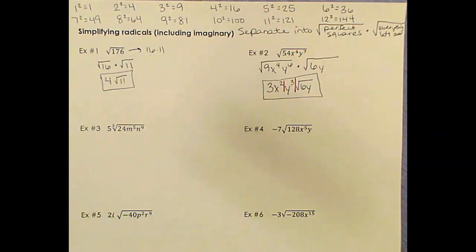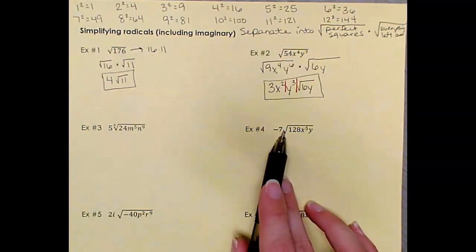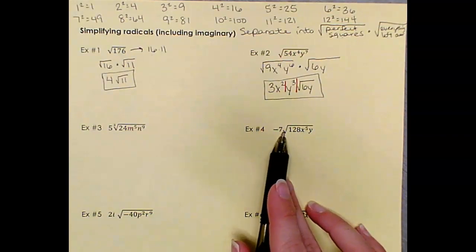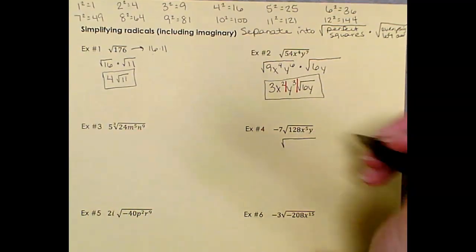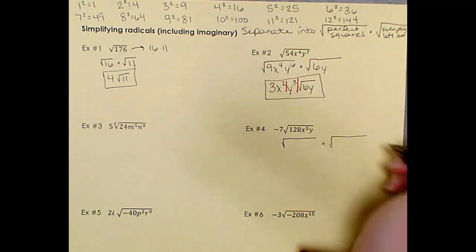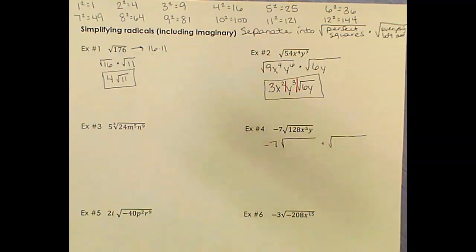Okay, so instead of example 3, let's look at example 4. Because example 3 has a cube root, and so I want to do at least one more square root problem before we do a cube root problem. So I'm going to split this up into a radical with my perfect squares and a radical with everything left over, and of course my coefficient out in the front that's already there. Then I need to think about 128, and the numbers that multiply to be 128.